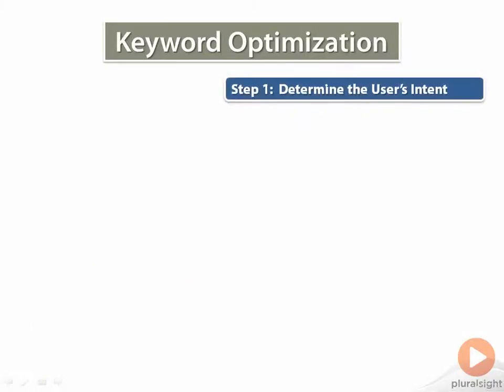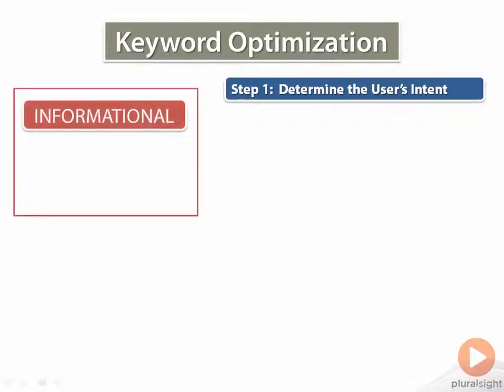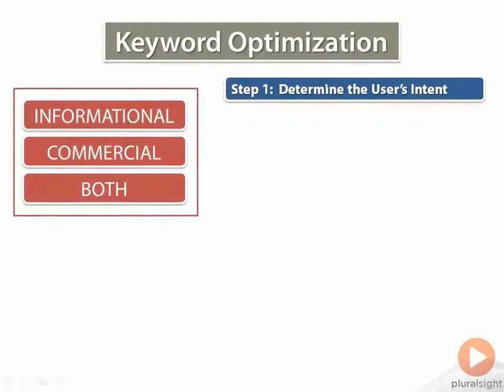The first step I take when creating any page is to understand exactly the user's intent. As simple as this step is, I am surprised how often it is overlooked. When it comes to deciding the user's intent, I usually classify a page into 3 possible categories: 1. Informational, 2. Commercial, or 3. Both. Having a clear understanding of the purpose of your content and where you want it to go will help you in selecting your keywords.